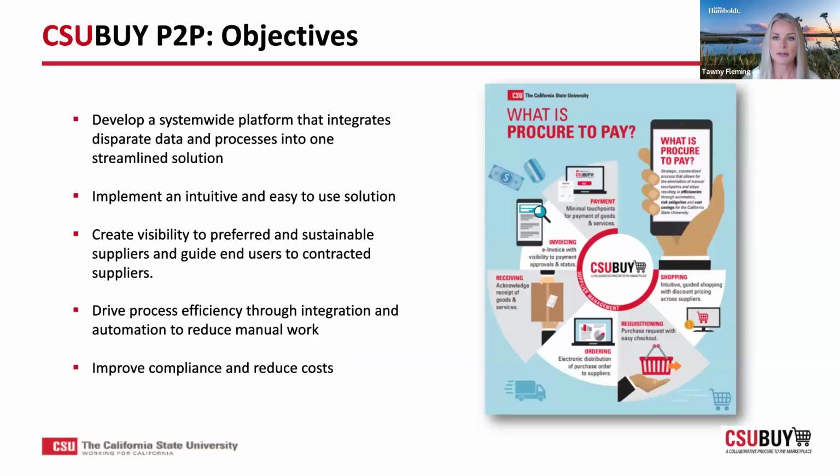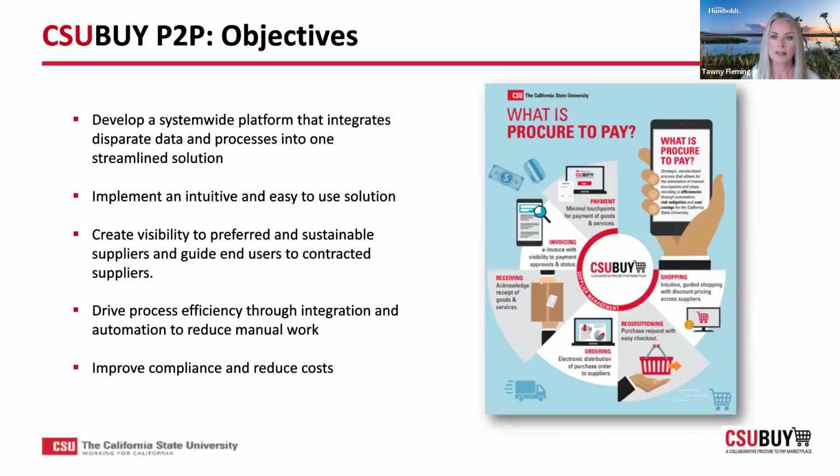The objectives of P2P are centered around creating a streamlined, integrated platform that simplifies and enhances how we manage procurement and payments across the CSU system. The graphic on this slide visually represents the entire procure-to-pay life cycle and the key functions that P2P supports. Starting with shopping for goods and services, users can engage in purchasing with access to preferred, contracted, and sustainable suppliers. This flows into requisitioning, ordering, and receiving, all of which are handled in a centralized environment with fewer manual steps. The process concludes with invoicing and payment, emphasizing automation, minimal touch points, and visibility throughout.